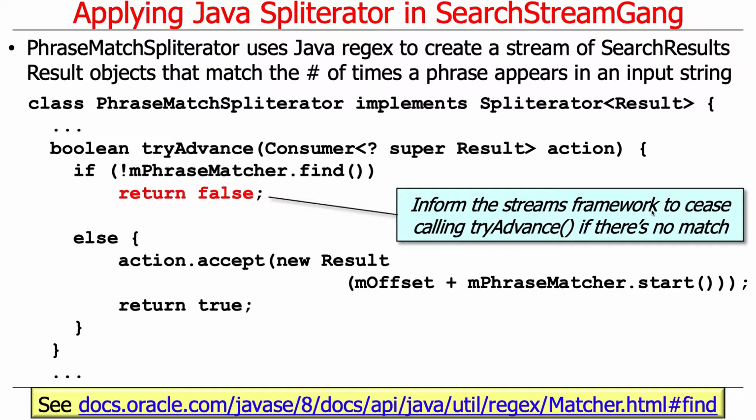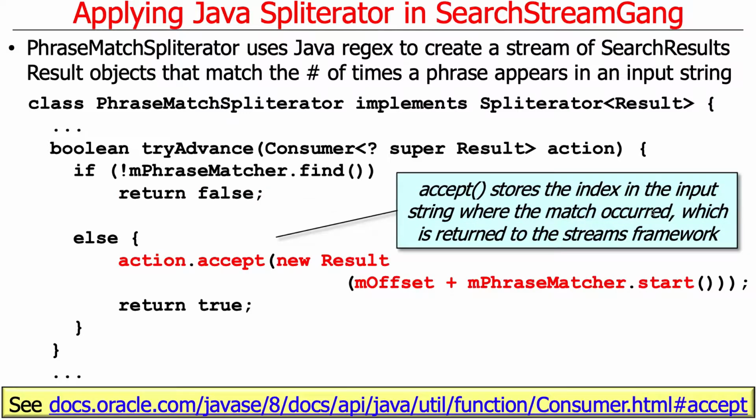Don't keep trying to do anything further. So the return value of false from tryAdvance is an indication to the streams framework, we didn't find a match, don't keep looking. But if we don't return false, we return true, or sorry, if we don't return false right here, that means we found something. And what we do then is we go ahead and accept a result into the action.